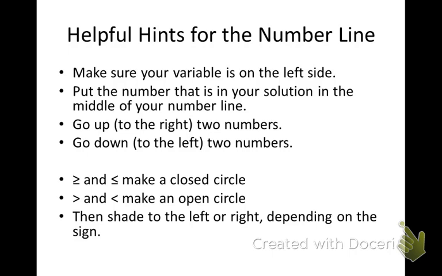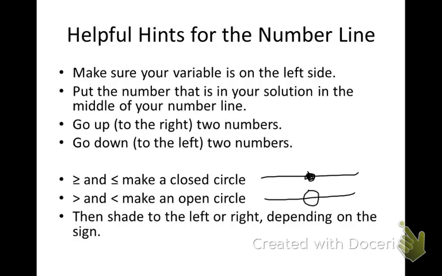So if there is a line underneath, meaning that it's greater than or equal to or less than or equal to, you will use closed circles to represent that. So that means if we have a number line, we're going to have something on it that looks like that. And if there is not the line underneath it, if it just means greater than or less than, we will use an open circle over the number that we're trying to show. And then we'll shade to the left or right depending on the sign.